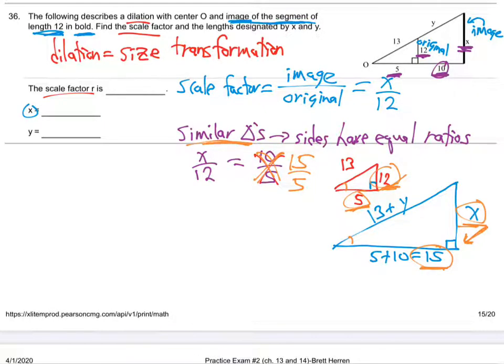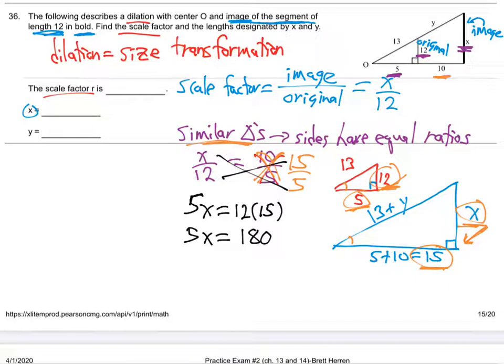So you can't use that 10. It's not the bottom of any triangle. It's part of the bottom, but it's not the whole bottom of any triangle. So you got to be careful. We got to use the bottom of a whole triangle. So how do we solve that little thing for x there? We go diagonal, diagonal, cross multiply. 5 times x is 12 times 15. 5x is, what was that, 180. Last step to get x alone, divide by 5. And x equals, is that 36?